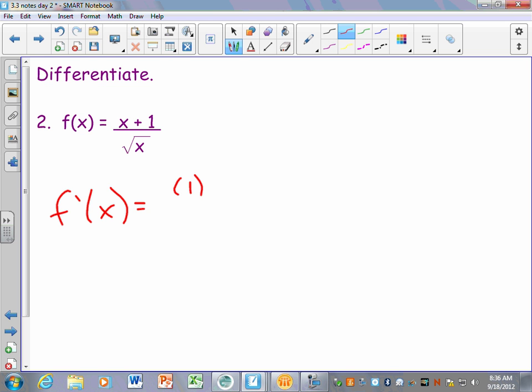Wait a second, I thought we were doing the low. Low d high? Oh, do you want me to do it in that order? Is it okay if I do the top? No.